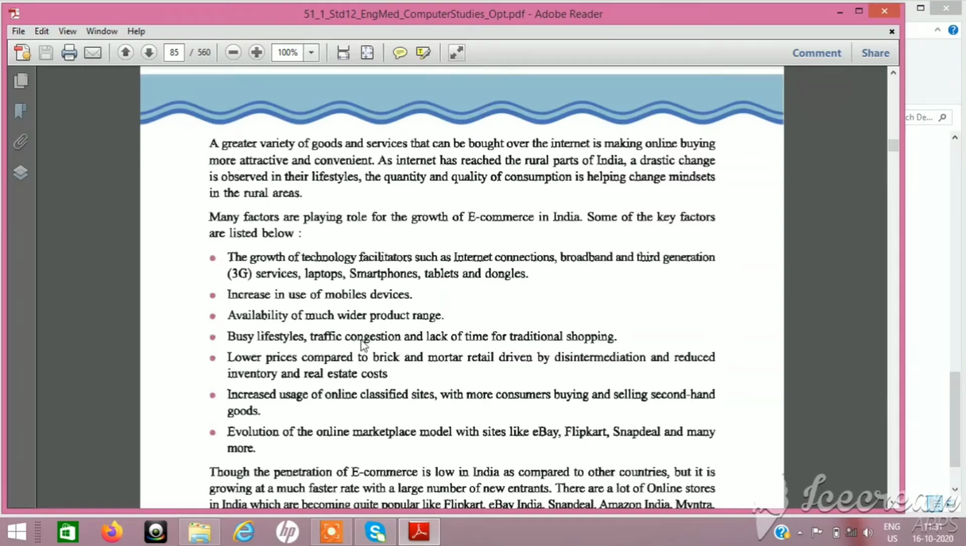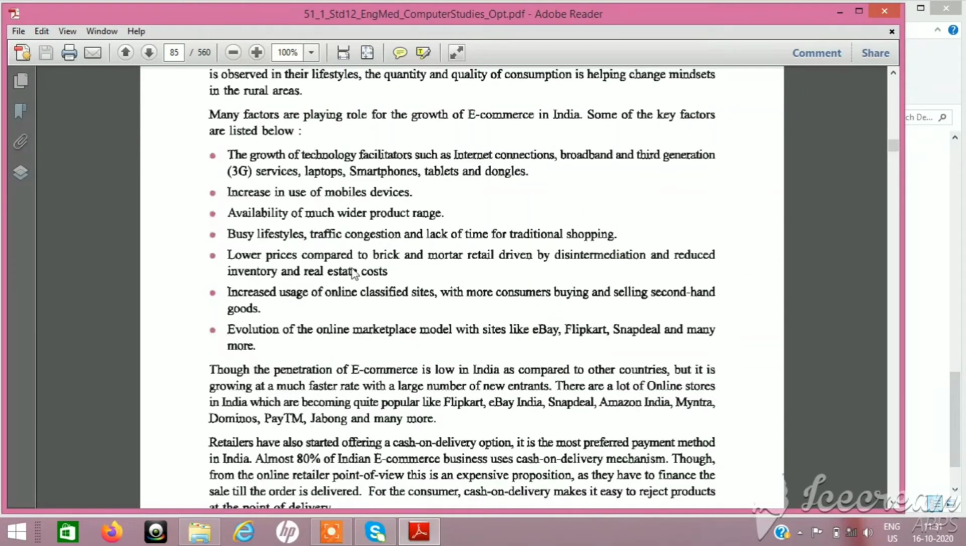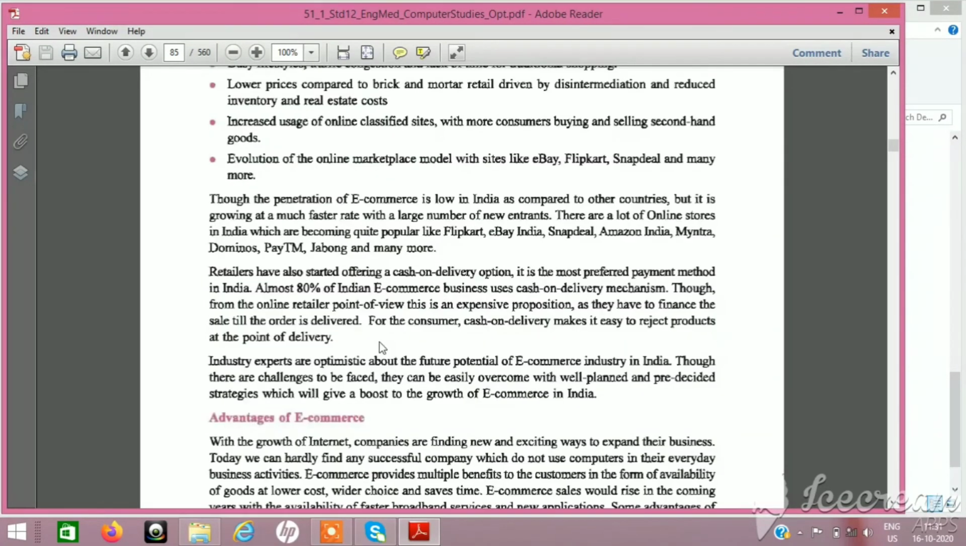Busy lifestyle, traffic congestion and lack of time for traditional shopping. Lower price compared to bricks and mortar retail, driven by disintermediation and reduced inventory and real estate cost. Increased usage of online classified sites, with more consumers buying and selling second-hand goods, that is the auction we discussed earlier. Evaluation of online market models with sites like eBay, Flipkart, Snapdeal and many more.